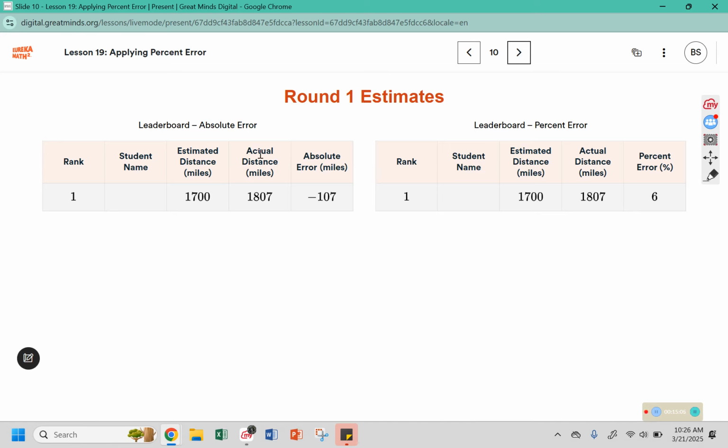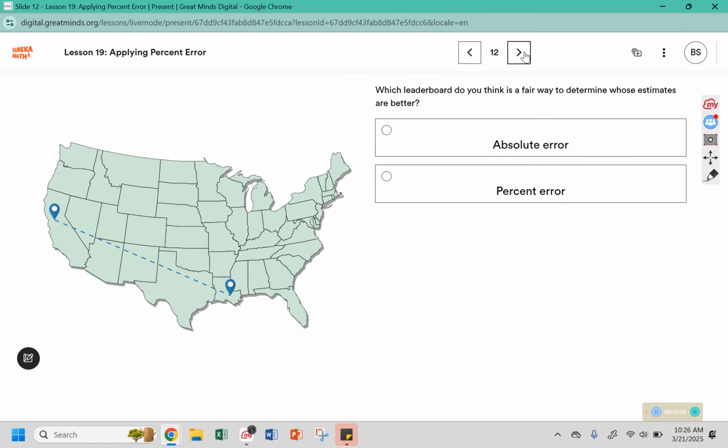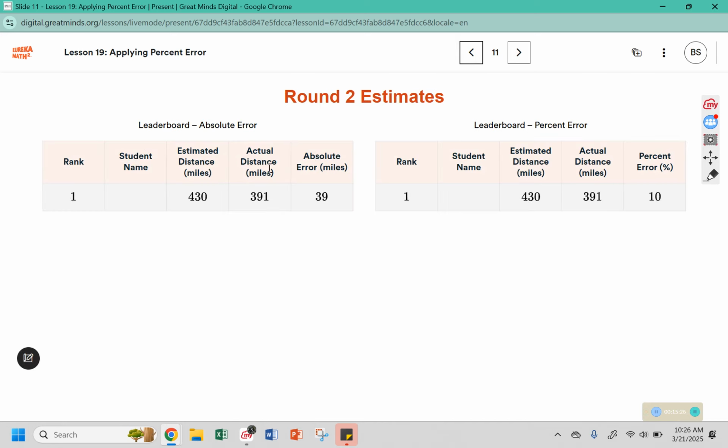So here's the absolute error and then the percent error. And then for round 2, our error and our percent error. Which leaderboard do you think is a fair way to determine whose estimates are better? So using absolute error or percent error. This would be a better representation if I had more students' answers presented. But just based on how many miles or how much percent.